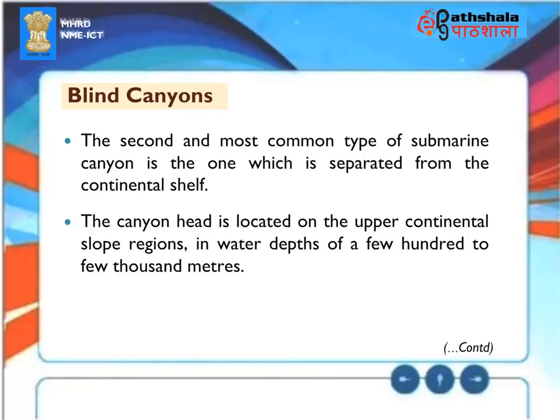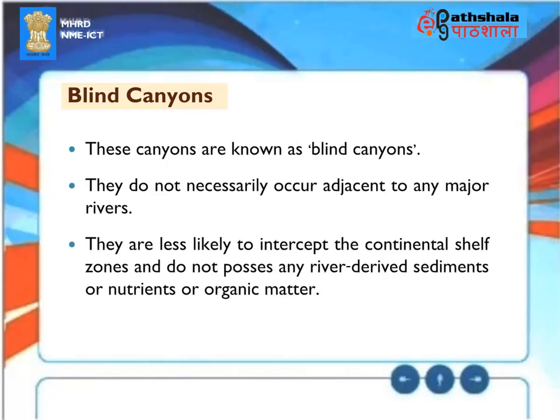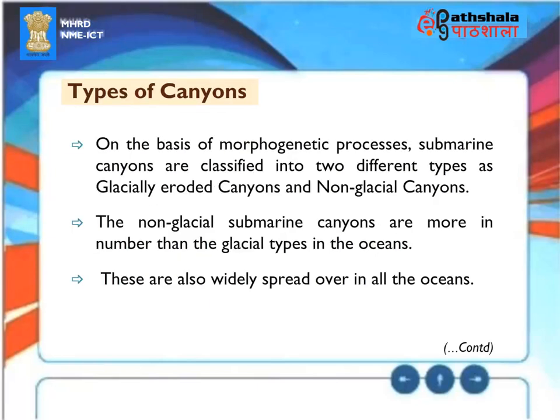shelf. The canyon head is located on the upper continental slope regions in water depths of a few hundred to few thousand meters. These canyons are known as blind canyons. They do not necessarily occur adjacent to any major rivers. They are less likely to intercept the continental shelf zones and do not possess any river-derived sediments or nutrients or organic matter.